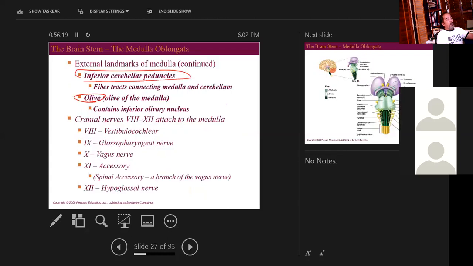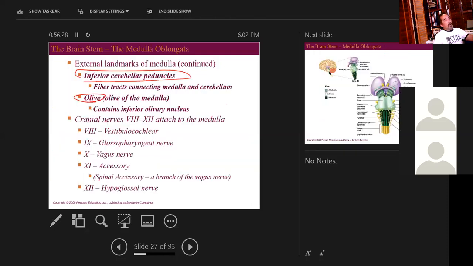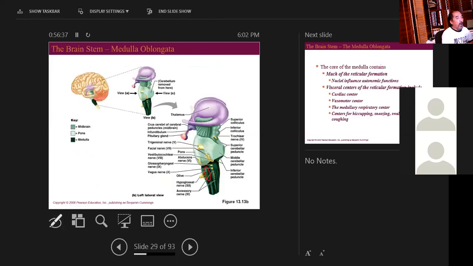So let me actually write it down. The nerves that we actually talk about: cranial nerves 8 to 12. That's the one that belongs to the medulla oblongata. Okay, so these are the other structures. How do I look at the inferior cerebellar peduncle and the olive? Side view. The dark green is the medulla oblongata. This bump here that you see on the lateral side is called the olive. And the connection between the brainstem and the cerebellum, called the inferior cerebellar peduncle, came from the medulla.